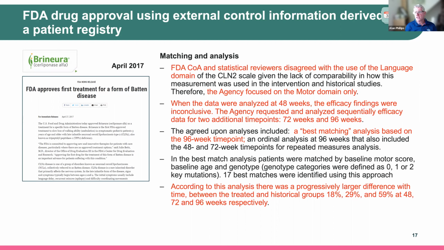But the FDA, the agency, came back and said, oh, we'd like you to do further analyses at 72 weeks and 96 weeks. And they changed how they were actually matching the control patients. And based on that, they did see larger differences at the later time points. With these matched, they saw, I think it was 29 and 59% at those later time points, and they got approval for it. So it's an example where historical control can be used.